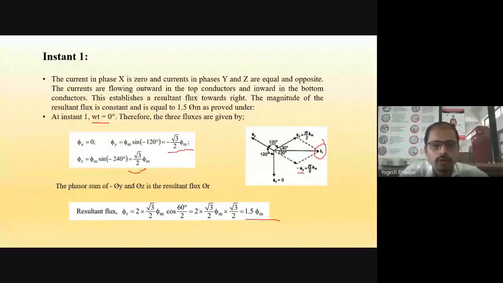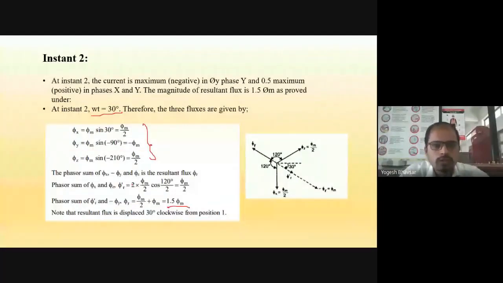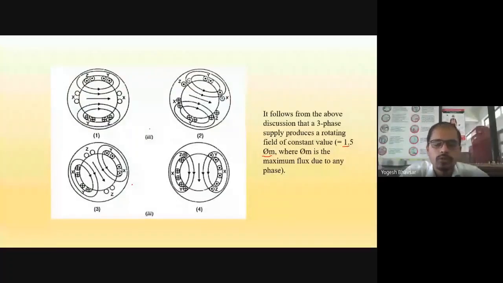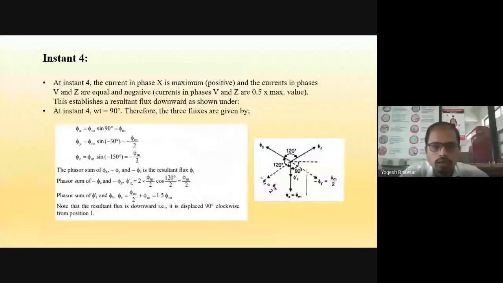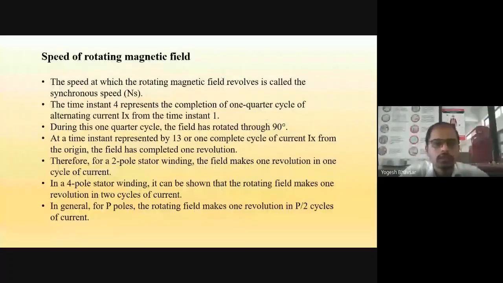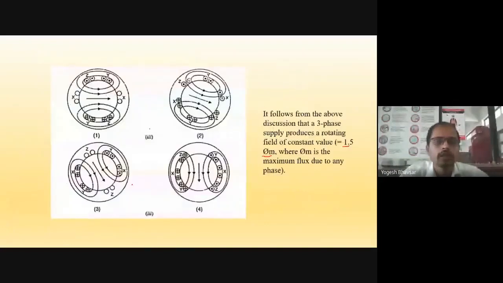and then we calculated the resultant flux. So at the time of writing the principle of operation for the 3-phase induction motor, we have to write some points about the rotating magnetic field. If the question asks to explain the working principle of a 3-phase induction motor, at that time you have to mention some points from this rotating magnetic field concept.